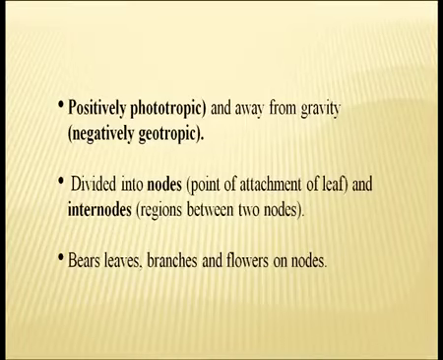So, we shall be studying the stem first, and let us see the qualities of the stem. It is positively phototropic. Phototropic means it likes light; it tries to grow towards light. And negatively geotropic. Geotropic refers to the gravitational pull. So, roots will go towards the gravitational pull, but the stem will go away from the gravitational pull. So, the stem is called negatively geotropic. Alright. So, the stem is divided into nodes and internodes.